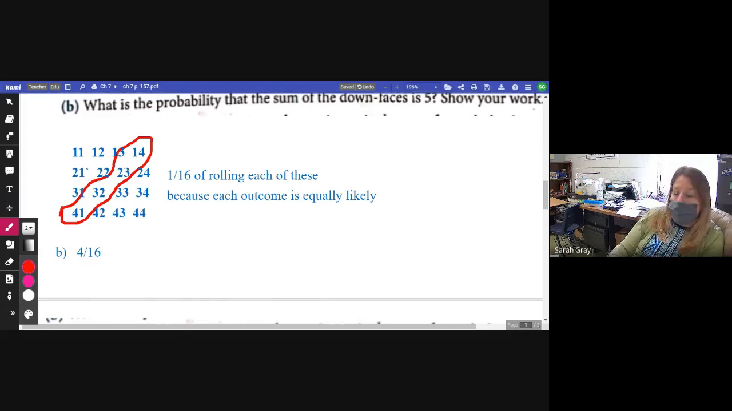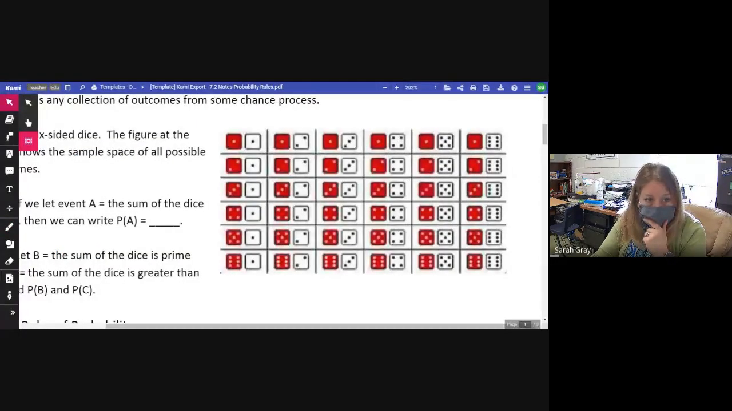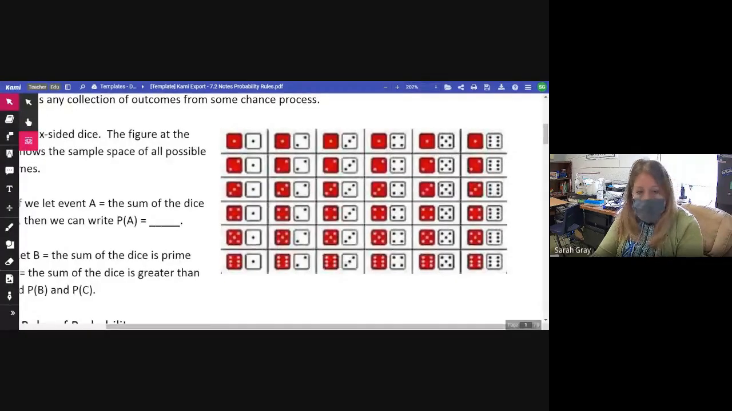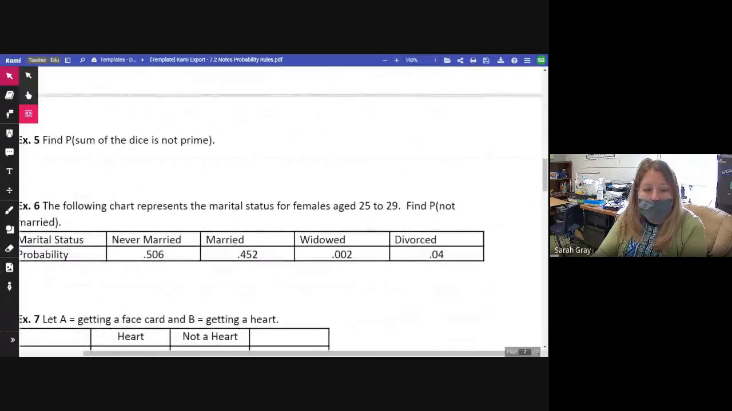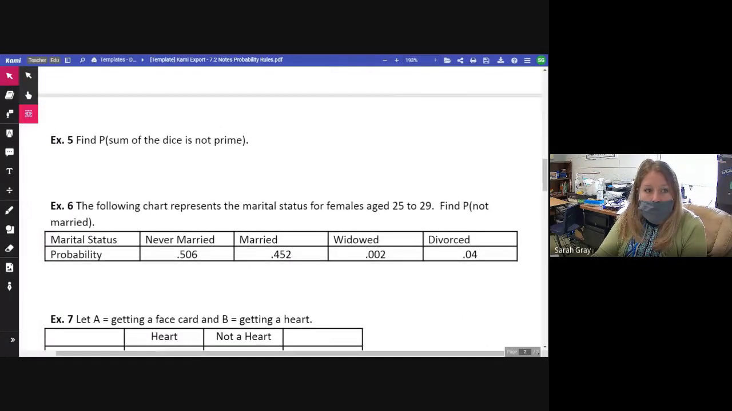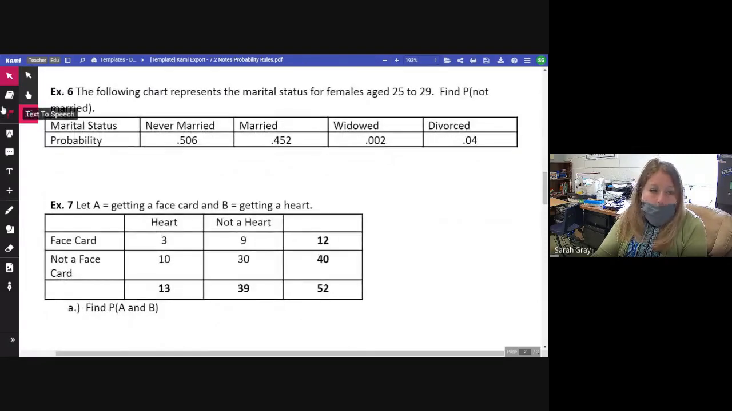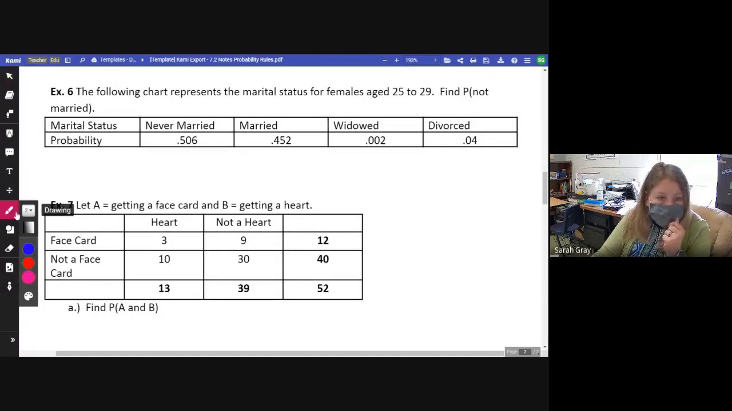Okay, any other questions on the homework assignment? No. All right, then let's go back to our notes. All right, we got to example 5 yesterday. And I probably should have done example 6, but I didn't.